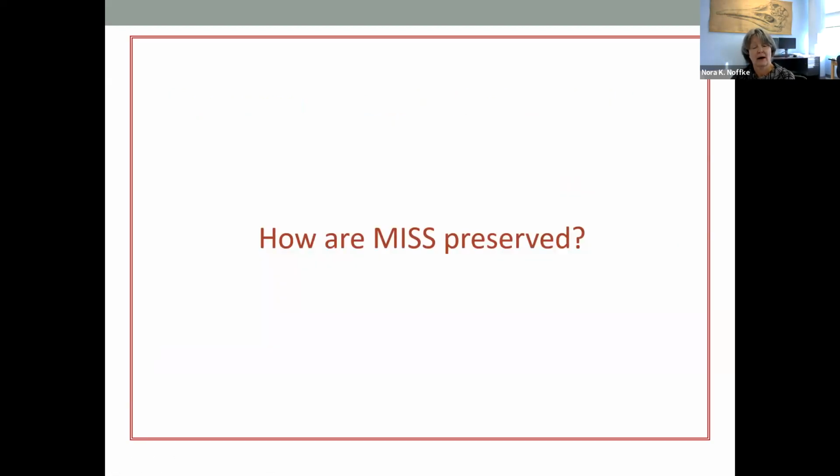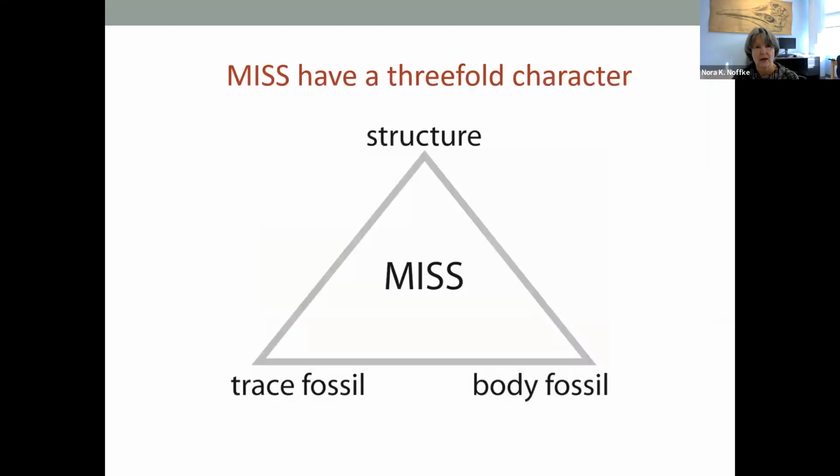So how are MISS preserved? So we move now away from formation towards preservation, which is a second step necessary if we like to find fossil MISS. First of all, we have to understand that MISS have a threefold character, and that helps us as geologists to map for those structures. First of all, they have the character of a sedimentary structure because we see macroscopic structures in the field, either in the modern or in the rock record.